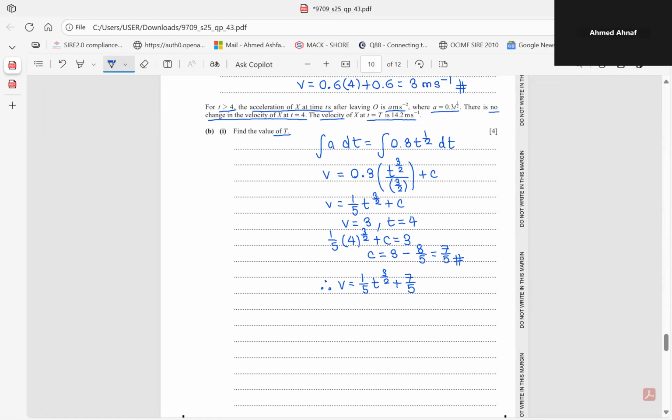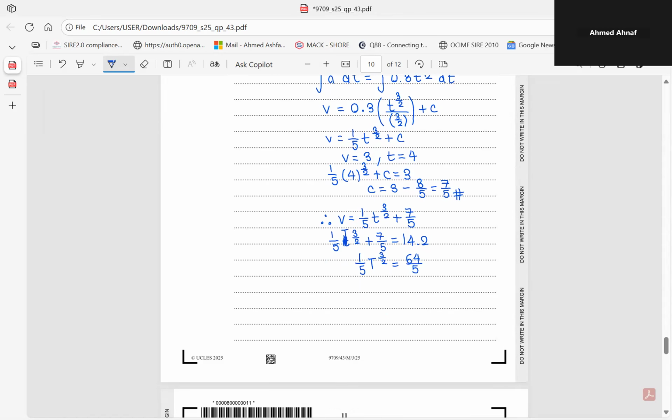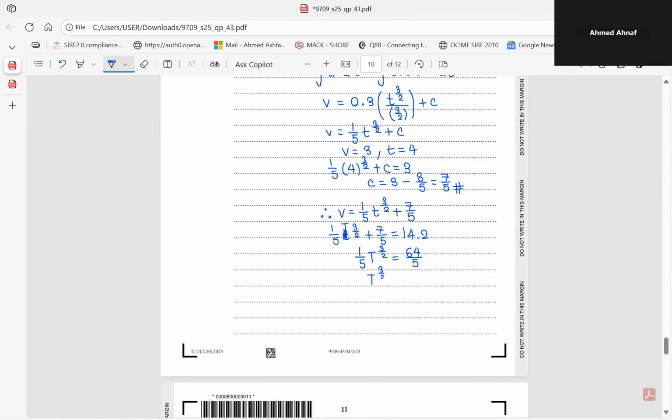Okay, now we have to find the value of T. So we're going to substitute v equals to 14.2 and t equals to big T. So this is supposed to be 1 over 5 big T to the power of 3 over 2 plus 7 over 5 equals to 14.2. Okay, so we'll isolate 1 over 5 times T to the power of 3 over 2. That's equals to 14.2 minus 7 over 5, which is 64 over 5. And you'll get T to the power of 3 over 2, that is equal to 64.